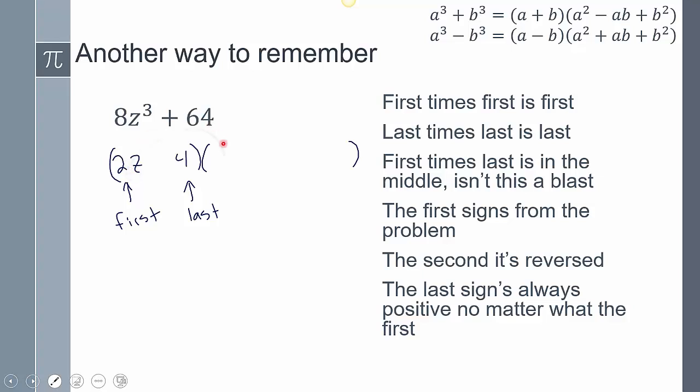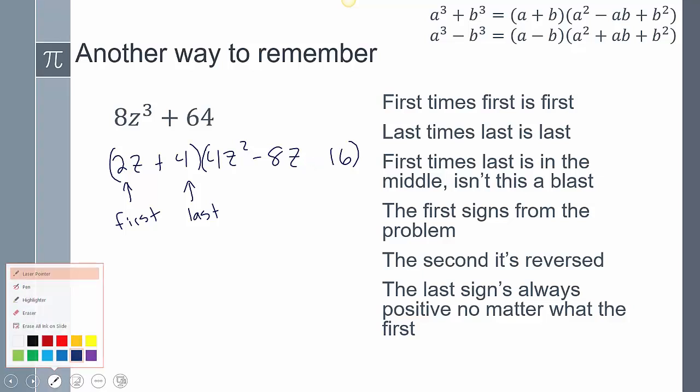First times first is first. Last times last is last. First times last is in the middle, isn't this a blast? The first sign's from the problem. The second, it's reversed, so now it's going to go to negative. The last sign's always positive, no matter what the first.